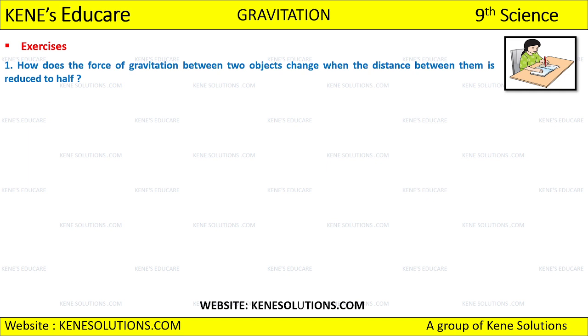What I said, if the distance is reduced to half, because we have r square, right? So r divided by 2, the whole square, will become r square by 4. So when we reduce the distance to half, the gravitational force will become 4 times larger than the previous value. Got it?